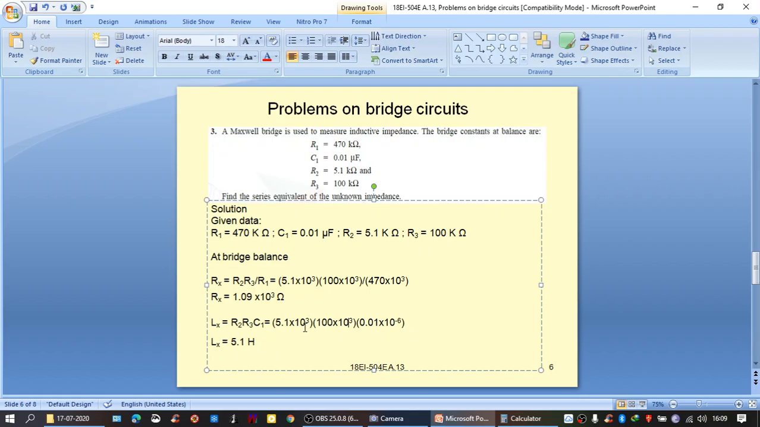Now you can see 10 power 3 into 10 power 3 is 10 power 6 into 10 power minus 6. That comes out to be 1. And one more multiplication, 100 into 0.01, is 1. So 5.1 into 1, its value is 5.1 henries. The unknown inductance value is 5.1 Henry, and the associated resistance value with the inductance is 1.09 kilo ohms.